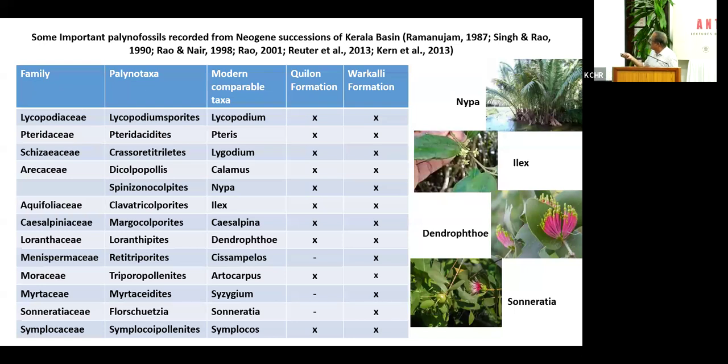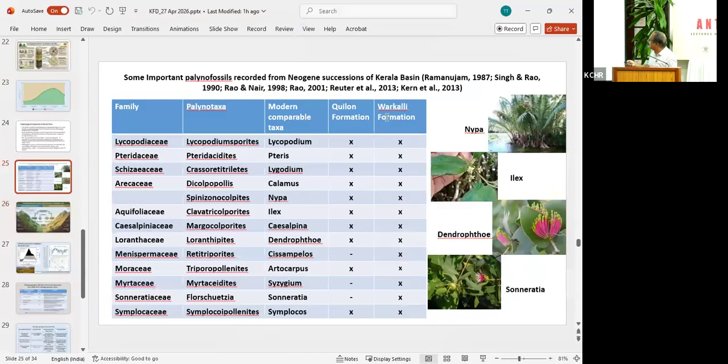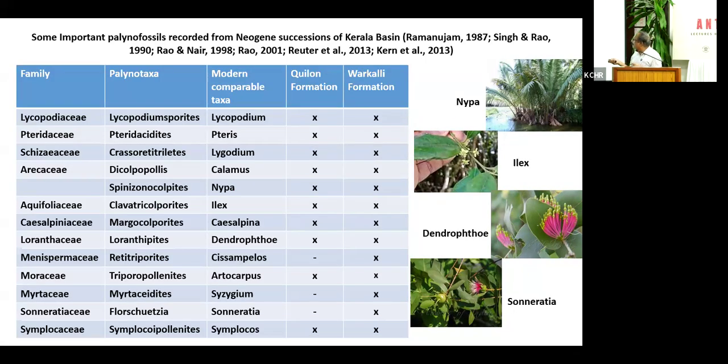So Lygodium, then the Calamus. Then Nypa, which is the palm in the mangrove region, basically in the Sundarbans. So that's Nypa, and Ilex, which is there in the mountain tops, in the Shola grassland, which is one of the major tree species in the Shola grassland.